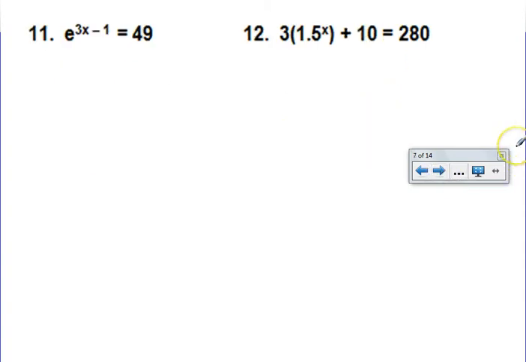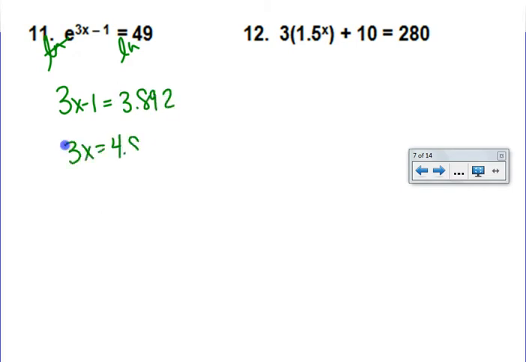Good news again on number 11. Apply the natural log. It's going to cancel with your e. So on the left you just have a 3x minus 1. The natural log of 49 on my calculator is 3.892. So we're going to add 1 and then divide by 3. 1.631.